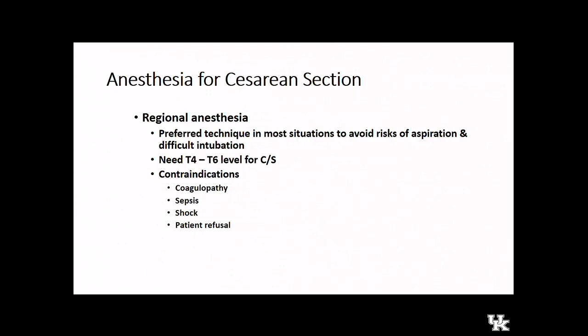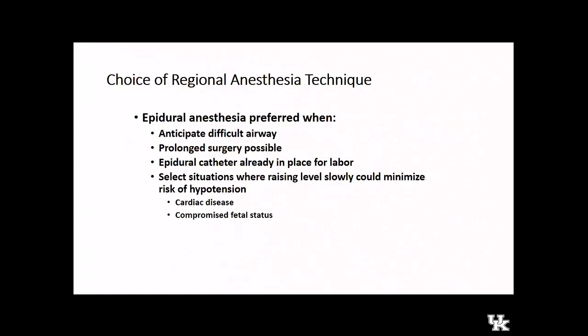So regional anesthesia is generally our preferred technique in most situations in order to avoid the risks associated with general anesthesia in pregnant women. We know that there's a higher risk of difficult intubation in OB patients, also risk for aspiration. To get adequate anesthesia with regional anesthetic, you need at least a T4 to T6 level. One of the times that you would not do regional or neuraxial anesthesia, obviously a coagulopathic patient, a patient who's septic or in shock for whatever reason, be it hemorrhagic shock, and of course if the patient refuses, you are not going to be sticking a needle in someone's back.